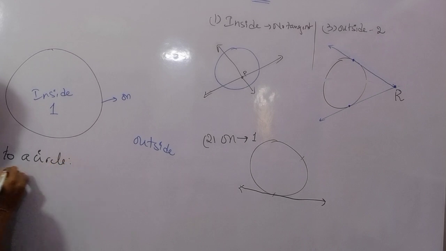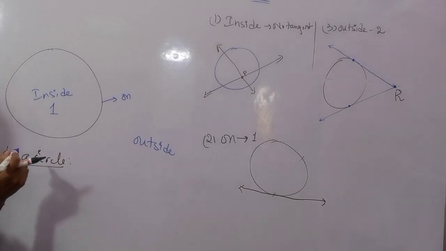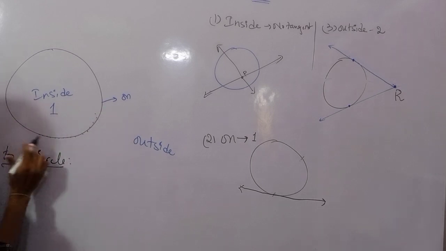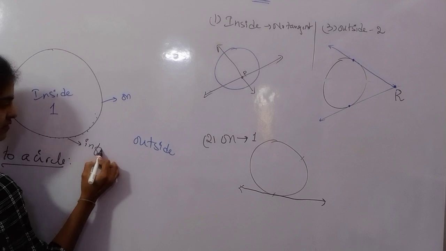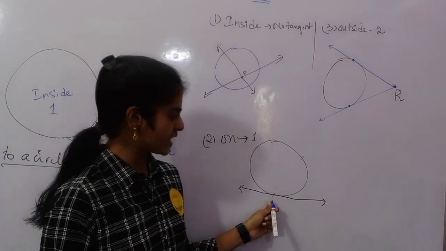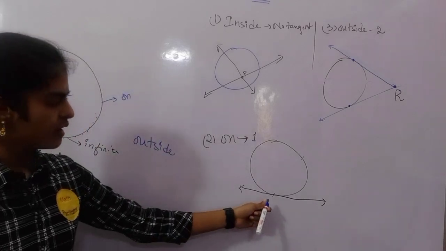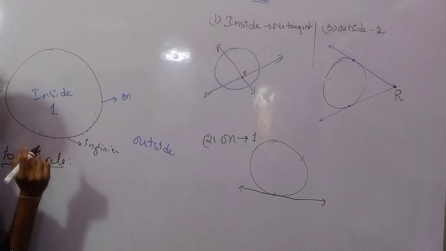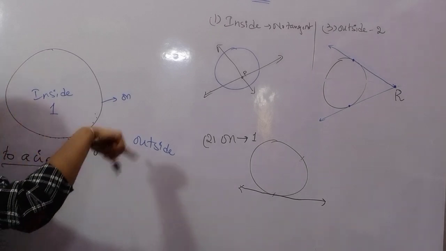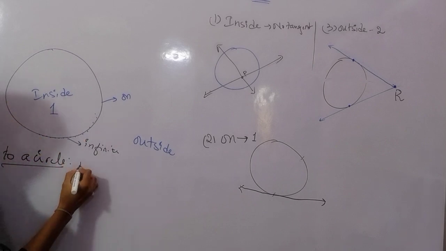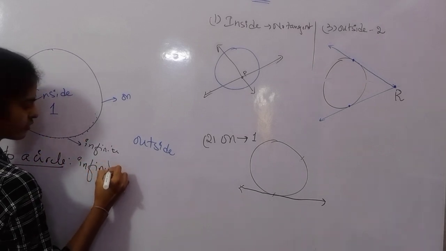Tell me the number of tangents I can draw to a circle. We have learnt that on a circle I'll have infinite points. We have just now learned that from one single point I can draw one tangent. So from each of these single points I can draw one tangent. How many such points are there? Infinite points. So how many tangents can I draw? Infinite tangents I can draw.